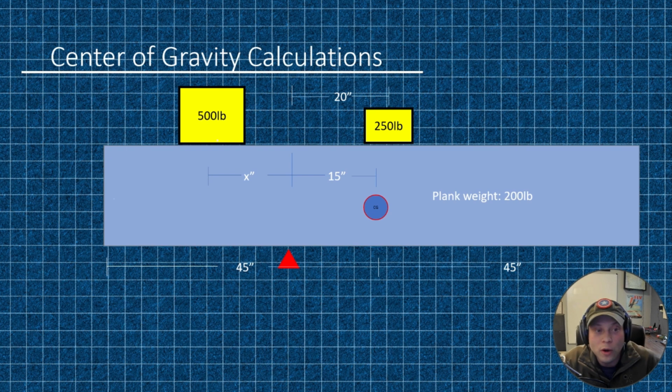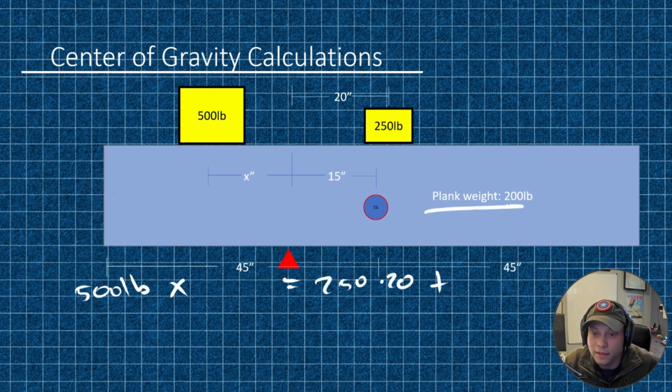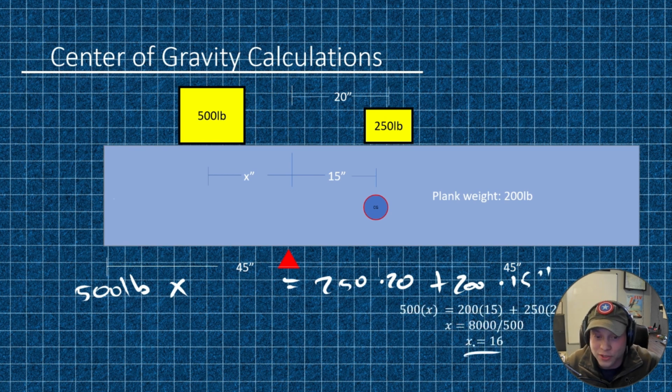The question might be, where would you put this 500-pound weight to balance the system? You don't know the distance here, so we're going to call that a variable x. It's a simple mathematical equation. 500 pounds times some distance, and there's nothing else on this side, is equal to this 250-pound object here, 250 times 20 inches, plus the weight of the aircraft or the plank, 200 pounds times 15 inches. And with a little algebra, it comes out to 16 inches.